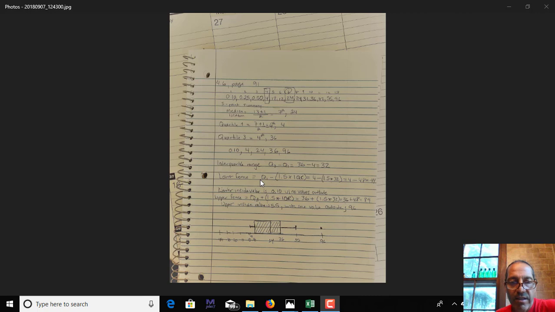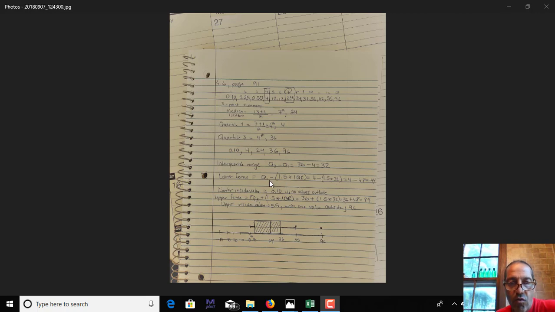To calculate these, called fences, right? Well, actually, we use the fences in order to find these values. So the lower fence of our box plot would be quartile 1, whatever our quartile 1 is, which is 4, right? Minus 1.5 times the interquartile range.